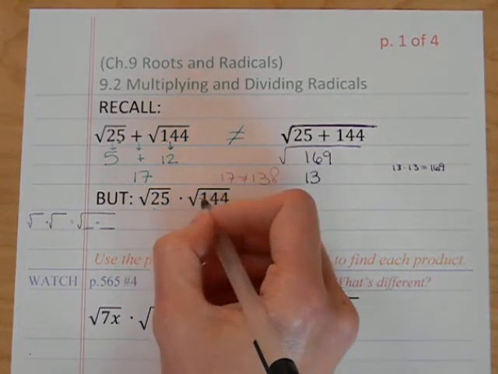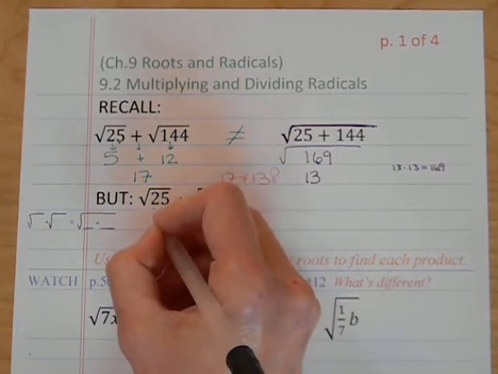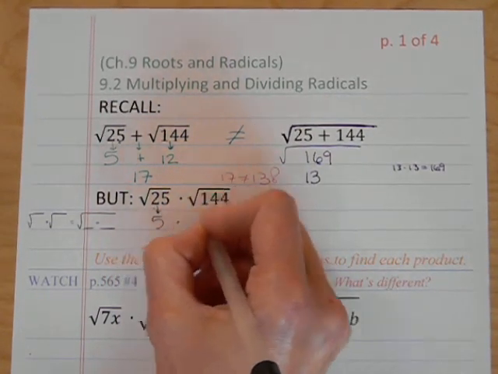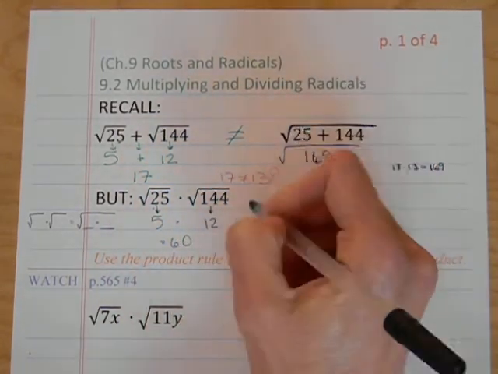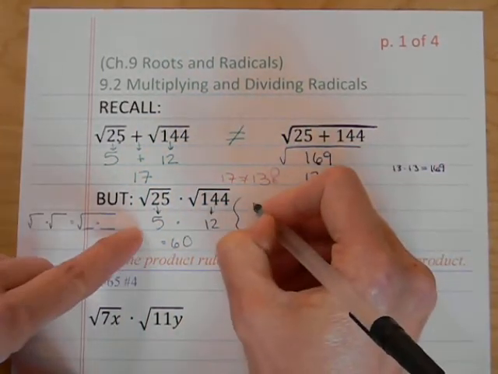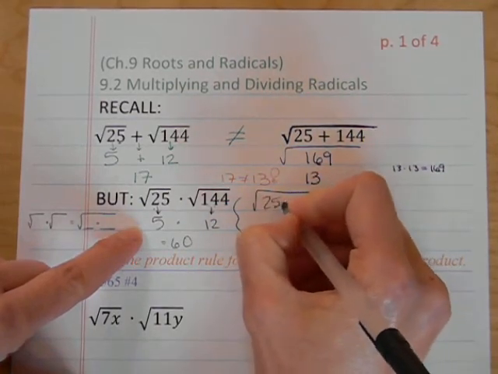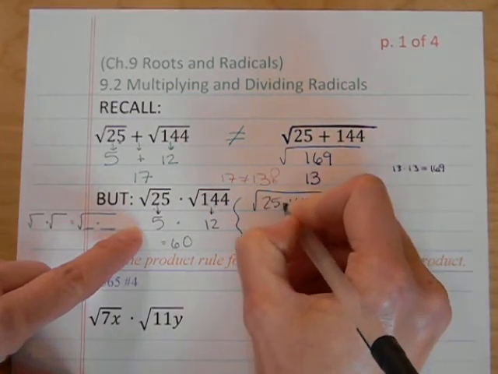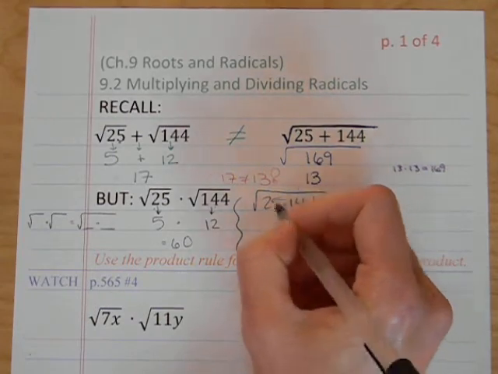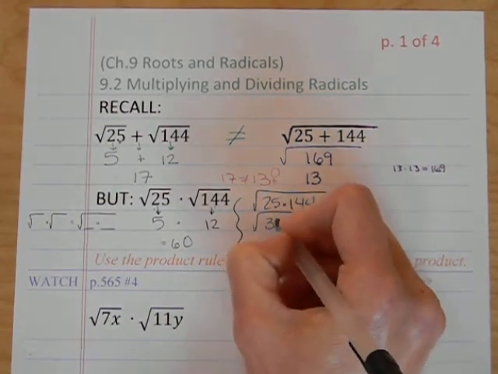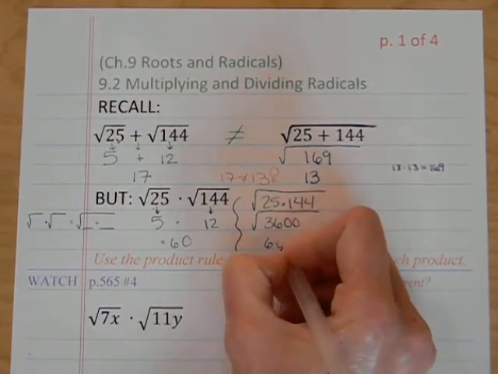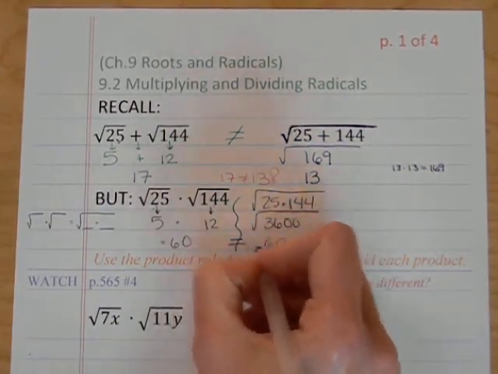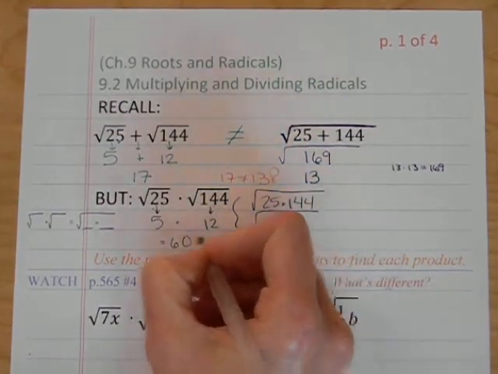Radical 25 times radical 144, that would be 5 times 12, that would get you 60. Well, let's look at what would happen if we had had both of those underneath to begin with. Well, what's 25 times 144? That would give you 3,600. And what's the square root of 3,600? Well, that's 60. Notice they're equal to each other. Okay.